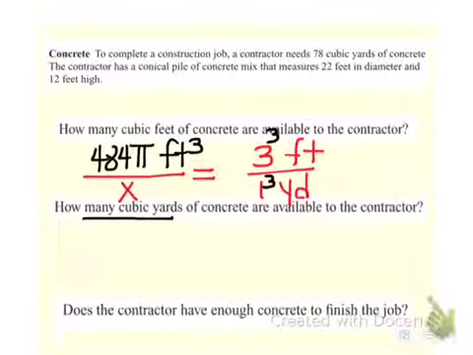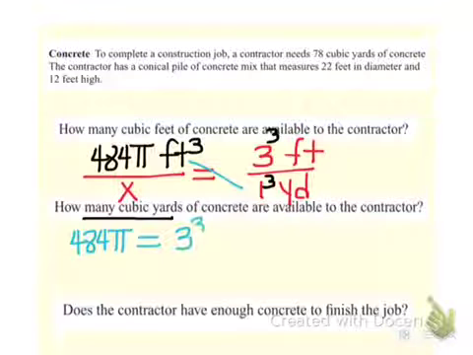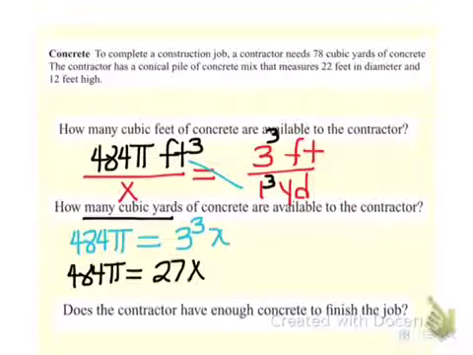In order to solve any proportion, I want to cross multiply. When I cross multiply, that gives me 484 pi times 1 cubed, which would be 484 pi. When I cross multiply the other way, that gives me 3 to the third power times x. Following the order of operations, 3 to the third power is 3 times 3 times 3, which is 27, so 484 pi equals 27x. In order to solve how many cubic yards, I need to divide both sides by 27.